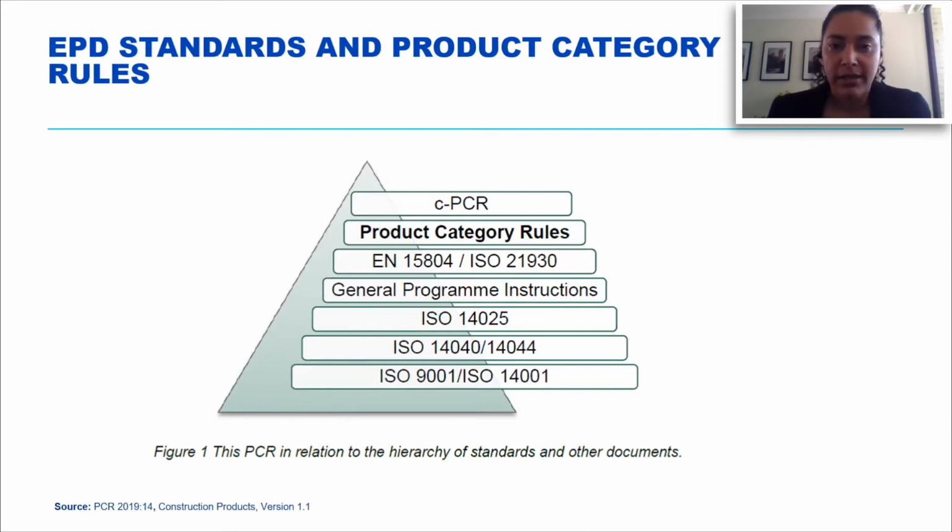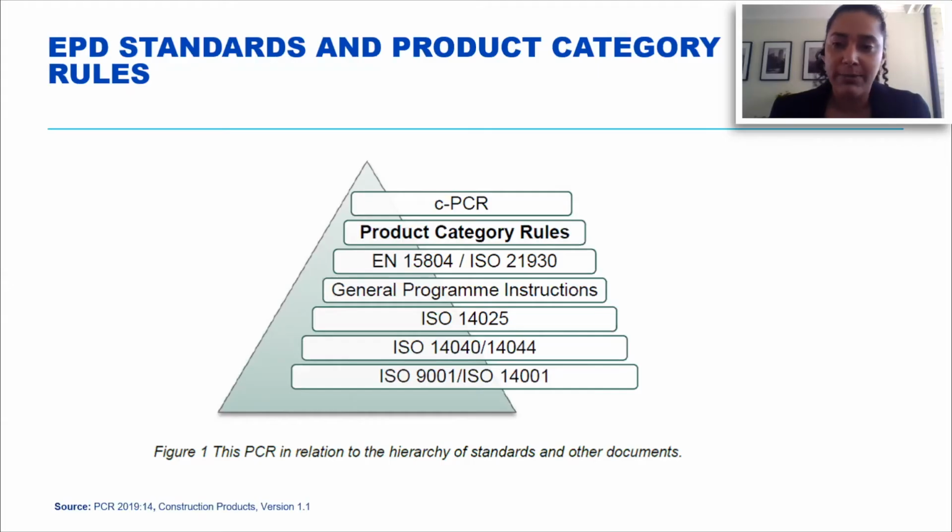So in the base, you'll see we have the ISO 9001 and 14001, which is the quality and environmental standards, which are very common these days in, I guess, any type of industries. But above that sits the ISO 14040 and 14044 standards, which are actually the ones that give the rules for how to do a life cycle assessment. And it is a life cycle assessment ultimately that underpins all the data and the analysis and how we come up with the results that we actually publish in our EPD. So those are very important standards to have.